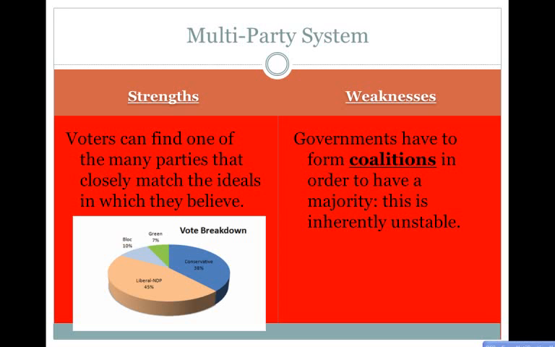In order to fix this problem, multi-party systems have to form coalitions to run the government. So parties have to join together to get enough votes to run the government, to have a majority.